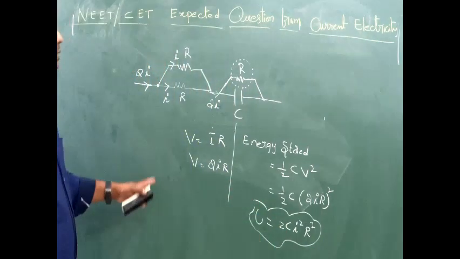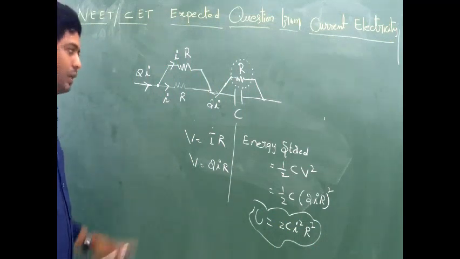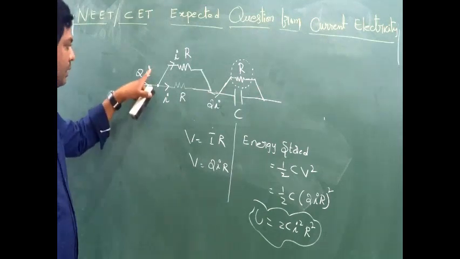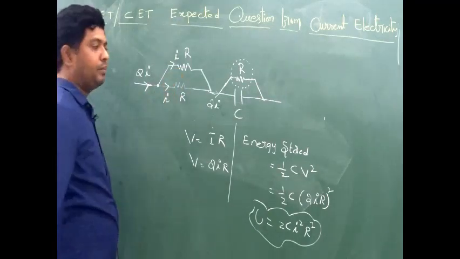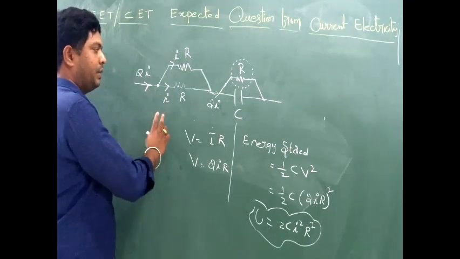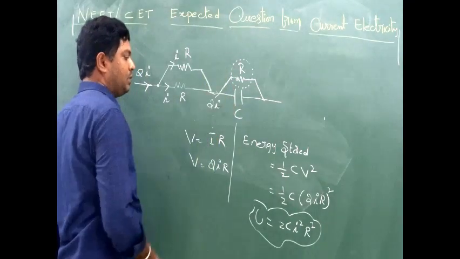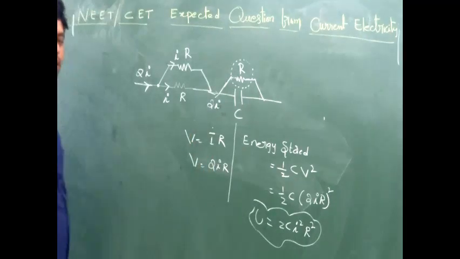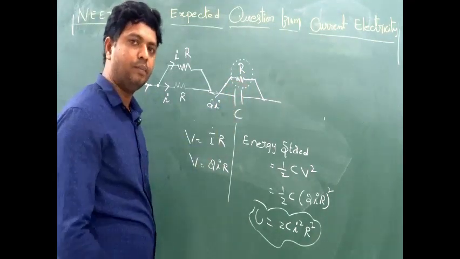The simplest way: suppose this is a one-capacitor circuit. In this capacitor and resistor combination, 2I amount of current is getting into the circuit according to Kirchhoff's junction rule. The amount of current getting out is also 2I. These two resistors are in parallel combination. The total potential difference across the resistor is V equal to I into R, that is 2I into R. The resistor and capacitor are both in parallel combination.